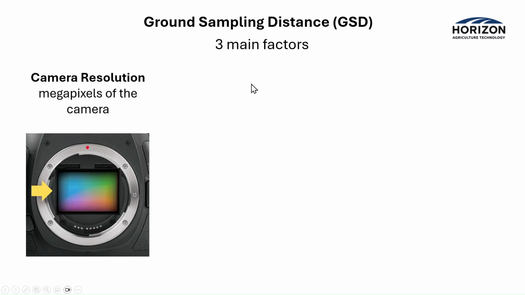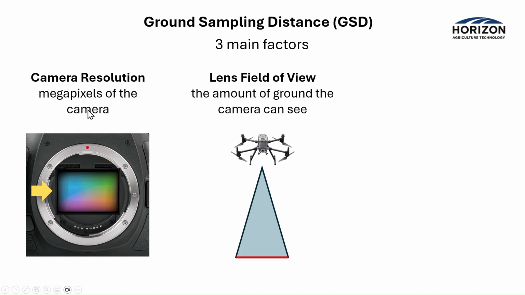GSD is influenced by three main factors. So camera resolution, or how many megapixels the camera can capture. Lens field of view, or the amount of ground the camera can capture, really determined by the focal length of the lens. Both of these are fixed parameters based on the sensor you're using. So if you want to change these parameters, you would need to change your sensor.